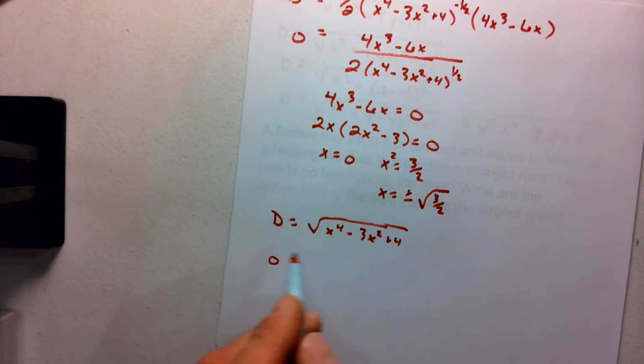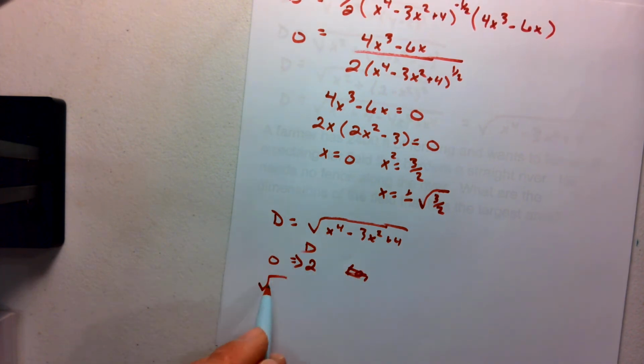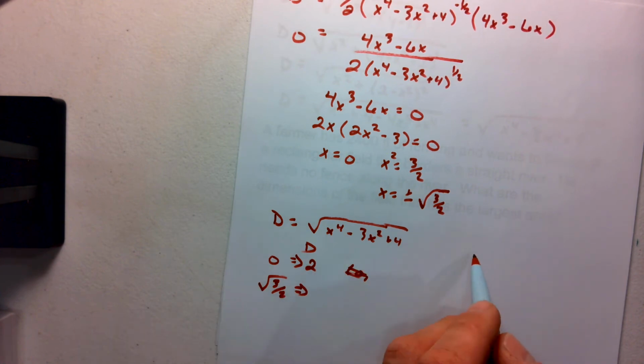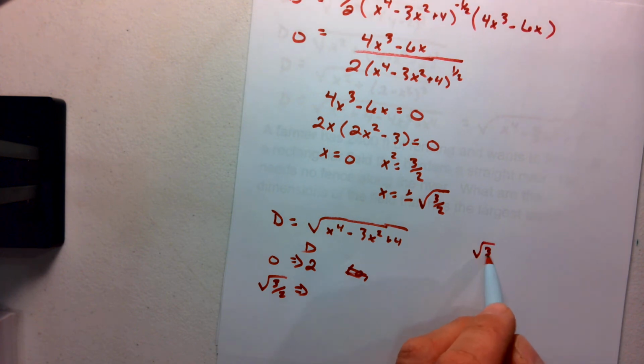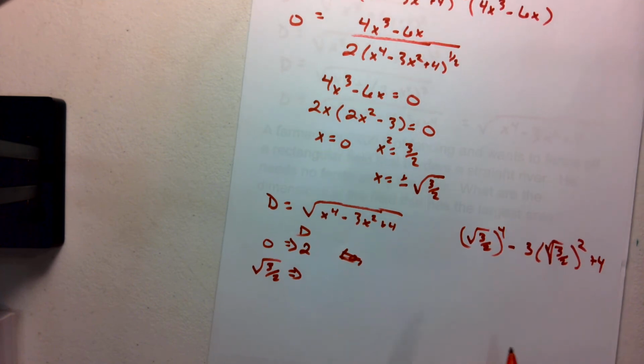If I plug in 0, that's kind of an easy one. Square root of 4, it gives us 2. So I get the distance, I guess, of 2. If I plug in the square root of 3 halves, then my distance, I take that to the fourth, so I have the square root of 3 halves to the fourth, minus 3 times the square root of 3 halves squared, plus 4.